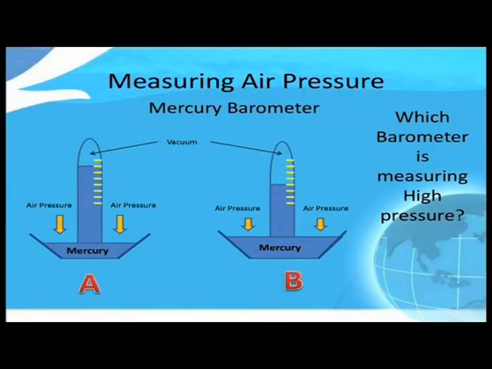So now I have a picture of two mercury barometers, one with a different amount of mercury in between the two. So which barometer is measuring the higher pressure? If you chose barometer A, that would be correct. There's more pressure, and it's causing the mercury to rise higher in the tube than in barometer B.